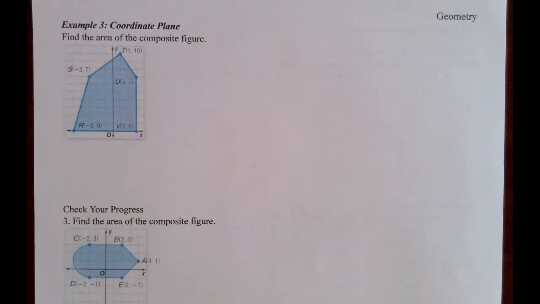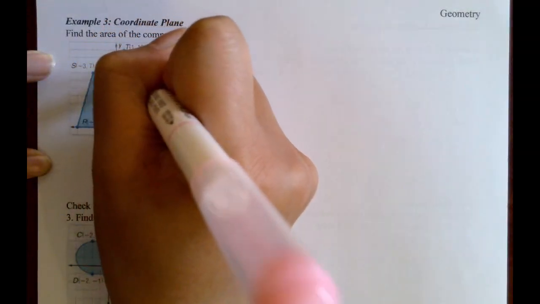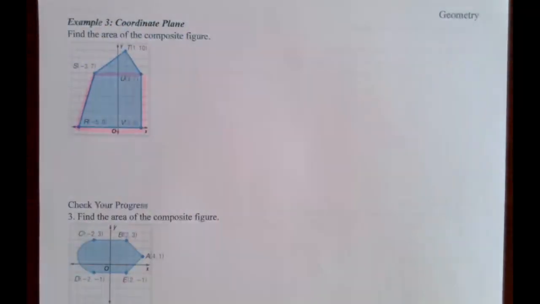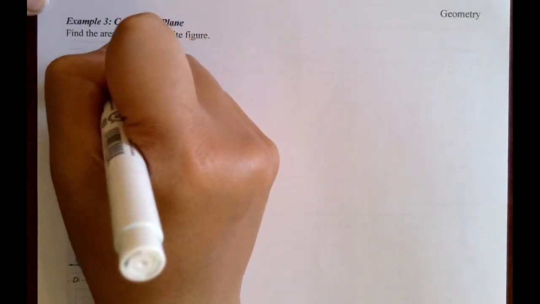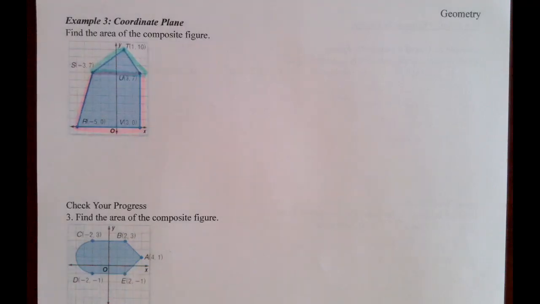Okay, so here we're finding the area of this composite figure. And what we see here is we kind of have this trapezoid looking thing. So this is one of them. And then we have a triangle, this part here. So to find the area of this, that's what I'm going to do.